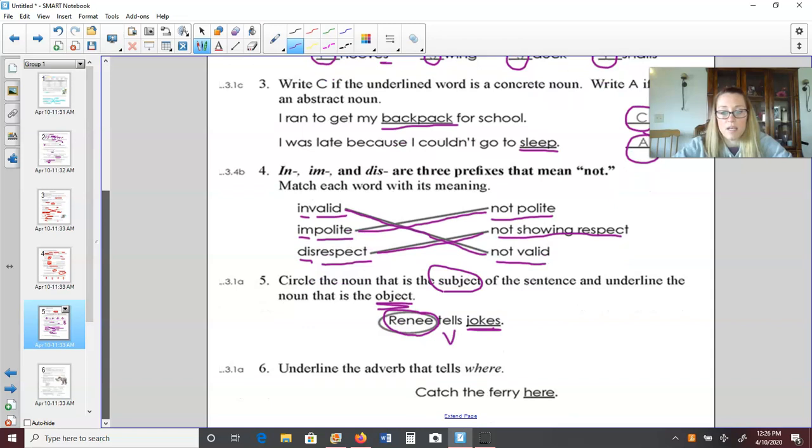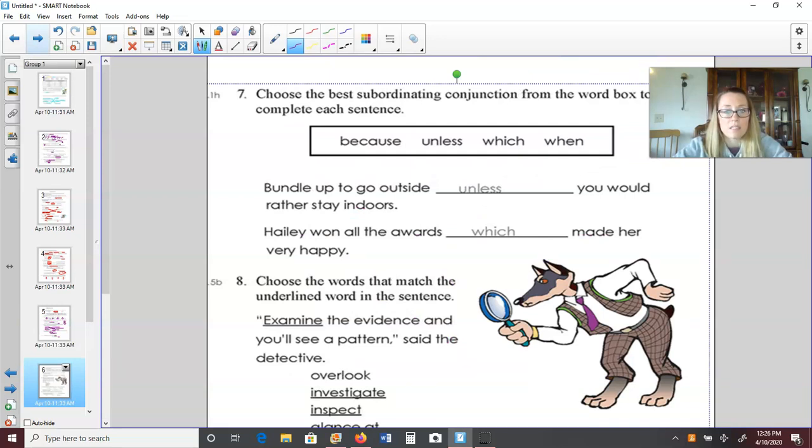Okay, and number six, underline the adverb that tells where. Catch the fairy here. Where would we catch it? Where do we catch the fairy? Here. So here is the adverb telling us where. Okay, moving on, number seven on the next page.